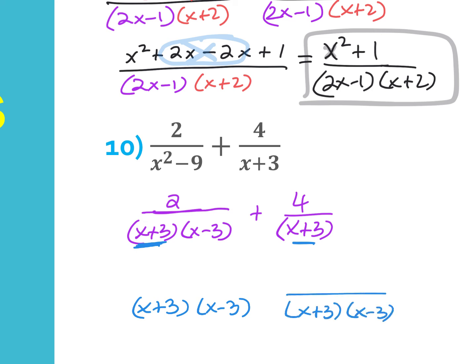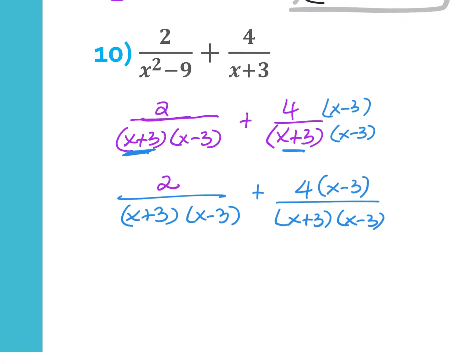So the first fraction is good. It has everything it needs. The only thing that I need to multiply to the second one is the x minus 3. And I'm going to distribute. And it becomes 4. Well, let me just write it like this first. Now I'm going to distribute.